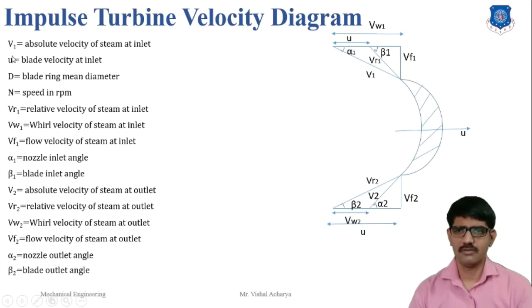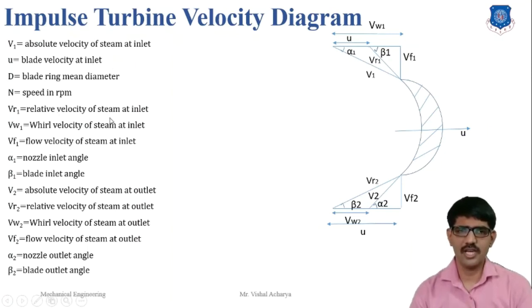Here are some notations. V1 is the absolute velocity of the steam at the inlet, U is the blade velocity at the inlet, D is the blade ring diameter, and N is the speed in RPM. So U is equal to pi D N by 60, where D is the diameter of the rotor and N is the rotational speed of the blade. So we get the actual blade velocity in the tangential direction, U equal to pi D N by 60.